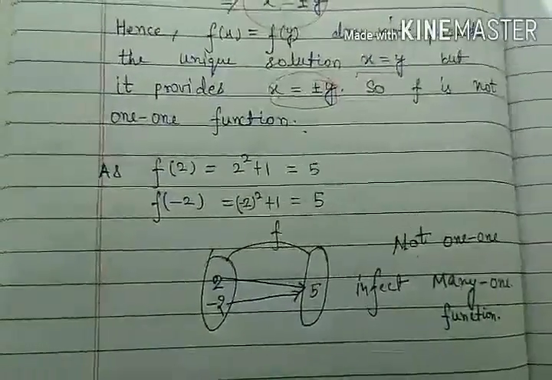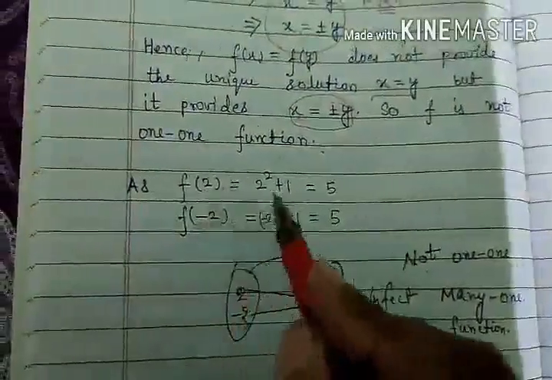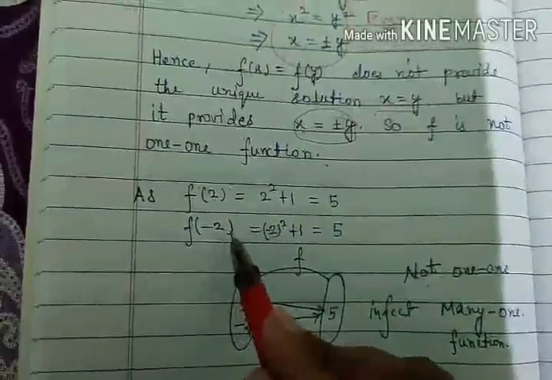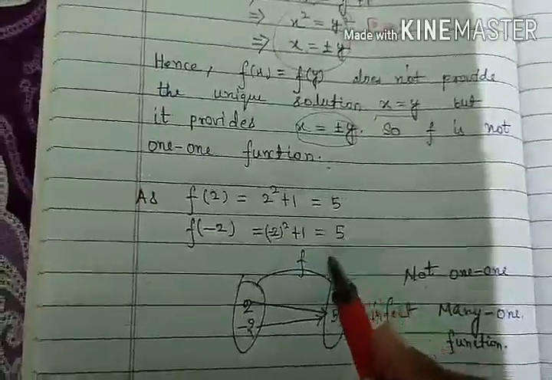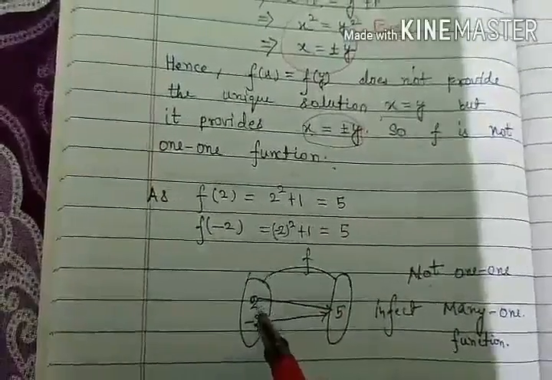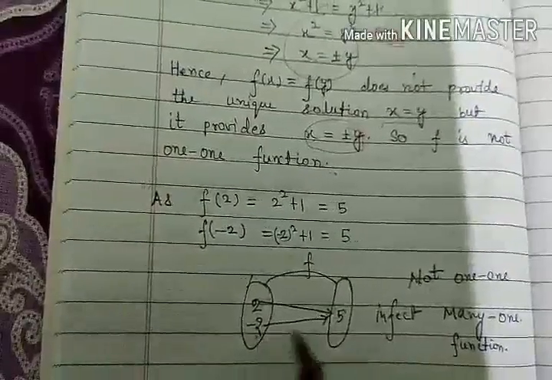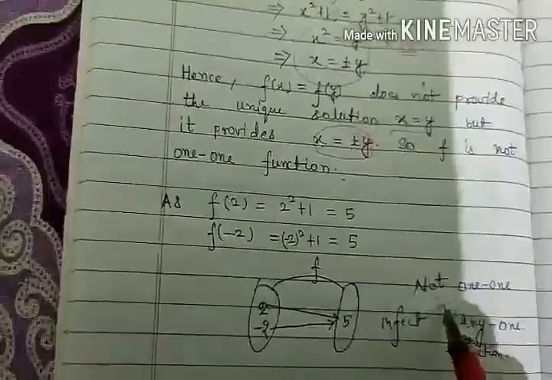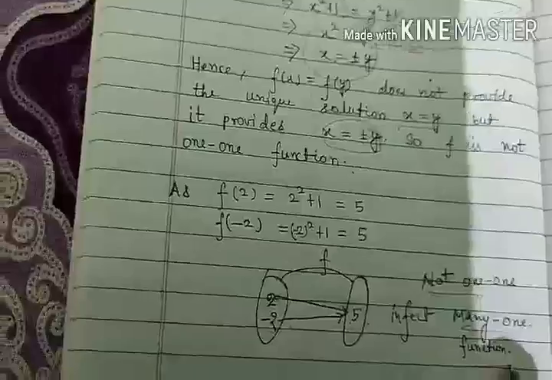We can also understand this by the fact that f(2) is equal to 2 square plus 1, which is 5, and f(-2) is equal to (-2) square plus 1, which equals 5. So under f, 2 is mapped on 5 and -2 is also mapped on 5. So it is not a one-one function. It is actually a many-one function which we have studied before.